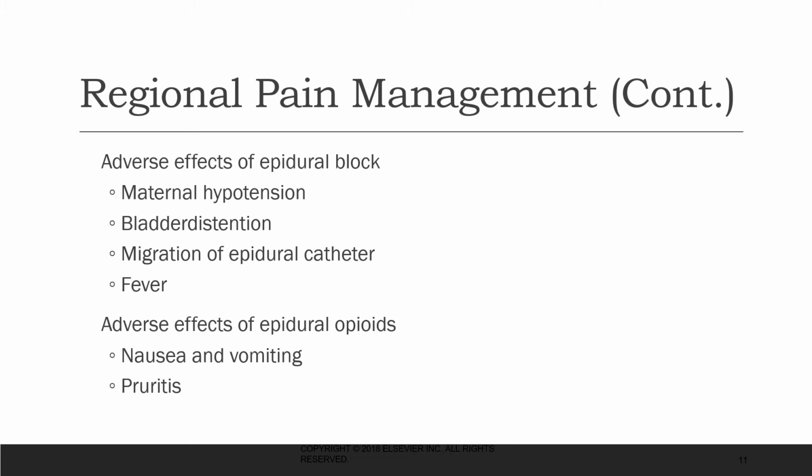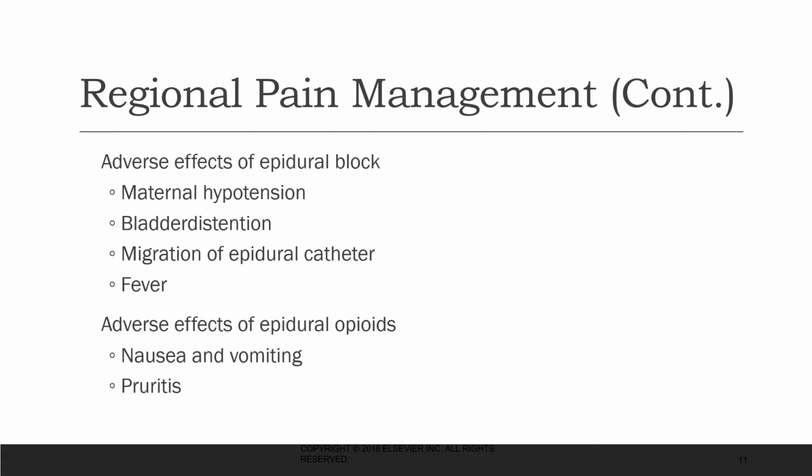It can cause bladder distension because they don't always feel the urge to urinate, and so their bladder gets distended. So we really need to keep a watch on that because that can impede labor, and it can be kind of dangerous if we let the bladder get too full. Sometimes the epidural catheter can migrate or get out of place. That's pretty unusual because they secure it pretty well, and they can get some fever afterwards, although that's not quite as common.